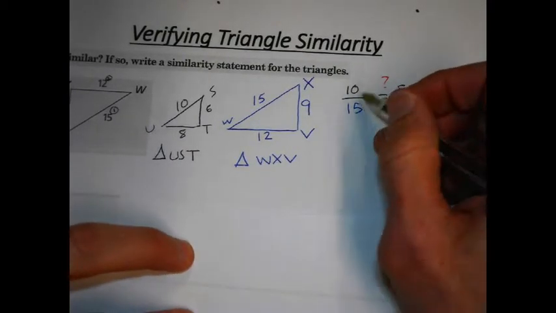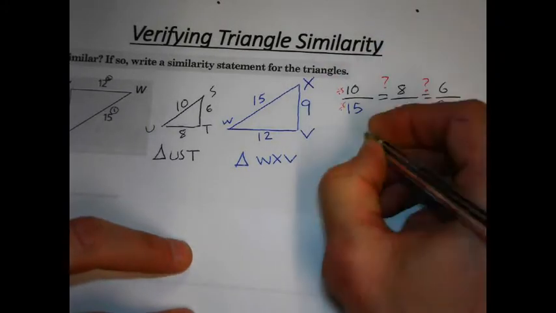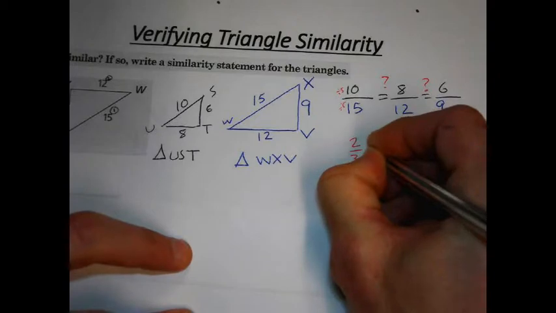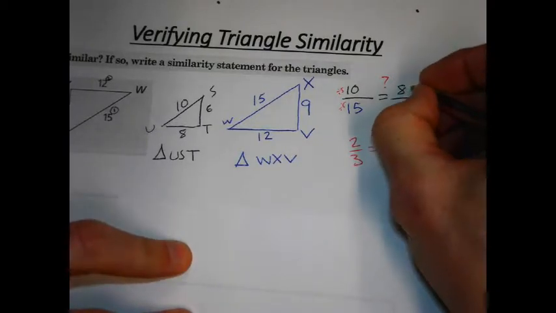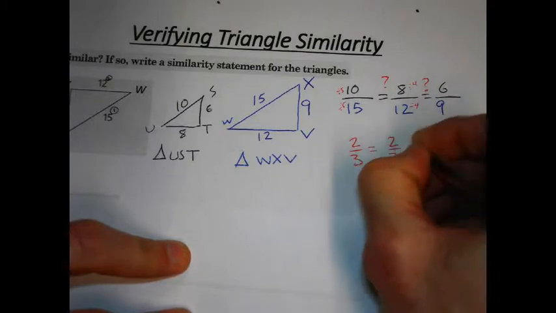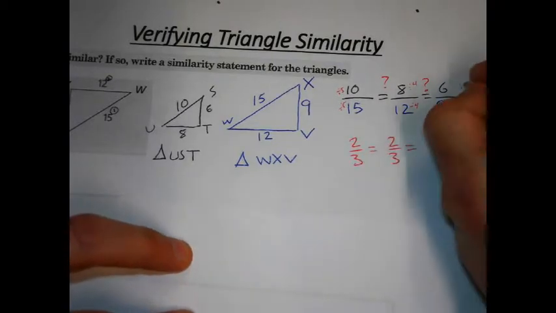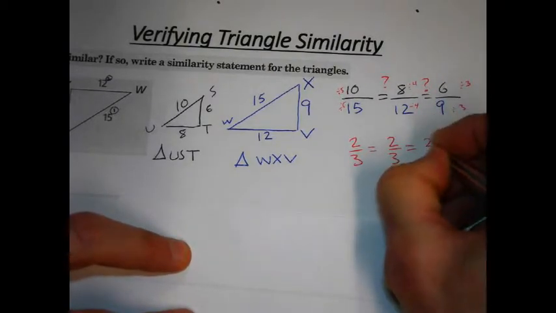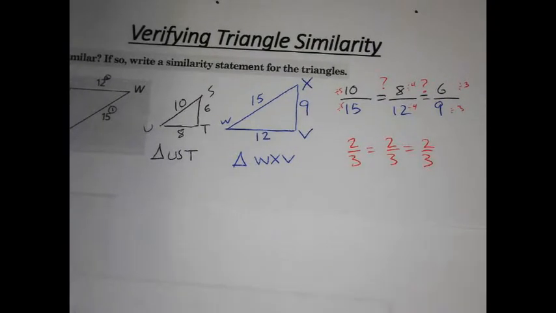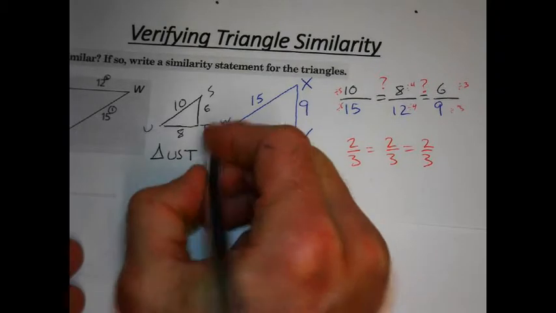10 to 15 are both divisible by 5. That leaves us 2 to 3. 8 to 12 are both divisible by 4. That leaves us 2 to 3. So far, so good. It's looking good. 6 and 9 are both divisible by 3. That leaves us 2 to 3. Winner, winner, chicken dinner. We have similar triangles.